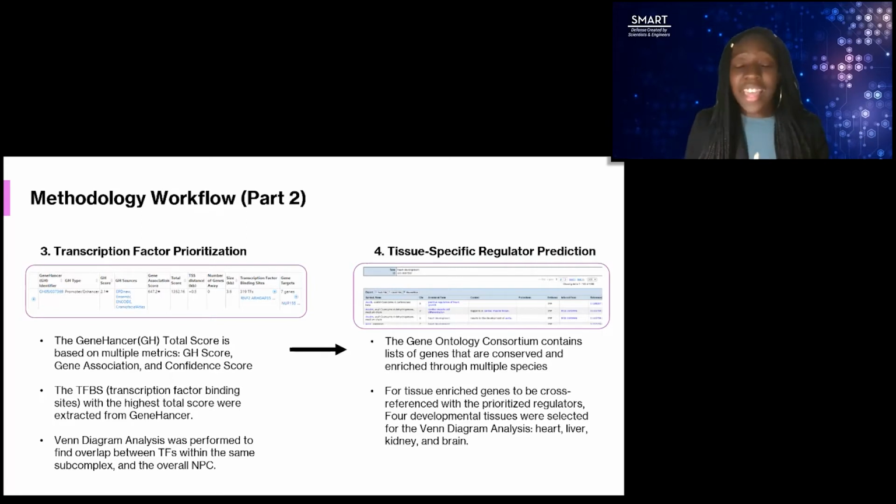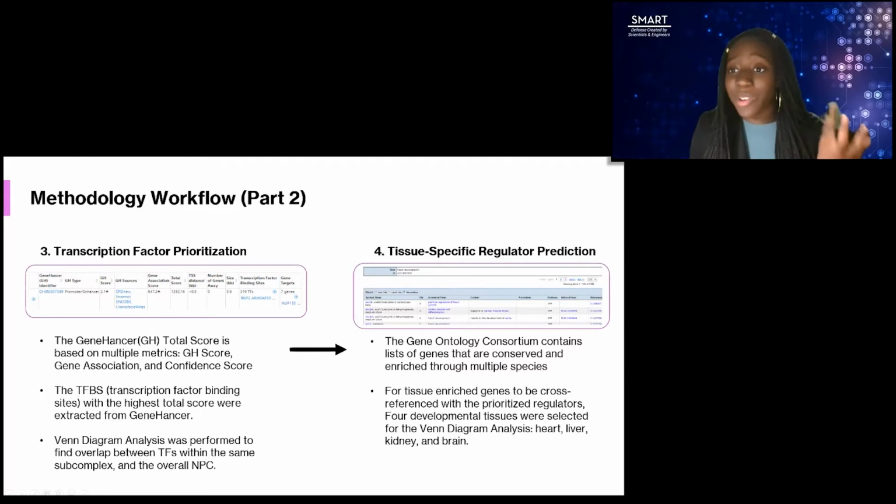And this gave me a very long list of transcription factors, and I wanted to prioritize certain transcription factors that were the most likely ones. So I conducted a Venn diagram analysis to find overlap between transcription factors within the same subcomplex and the overall nuclear pore complex, the idea being if there are transcription factors that I'm consistently seeing and that they are conserved, they're more likely to actually be the transcription factors.